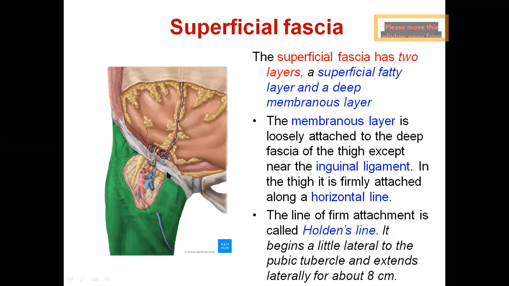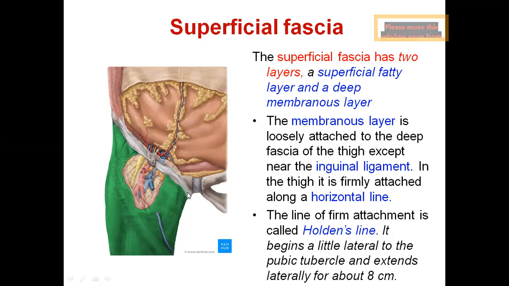This has a medical reason. Suppose there is a rupture of the urethra, in the urinary bladder area. Because there is a tight attachment of this layer, along with the underlying fascia lata which I am going to discuss, if the urethra is ruptured, the urine will not be able to enter into the thigh region because of this tight attachment of the membranous layer along the inguinal ligament.